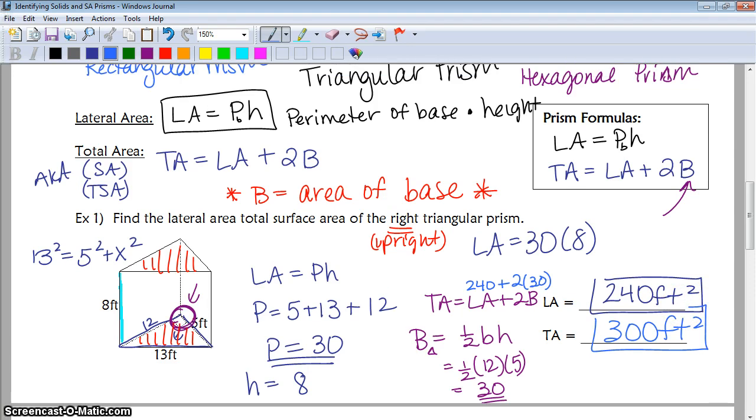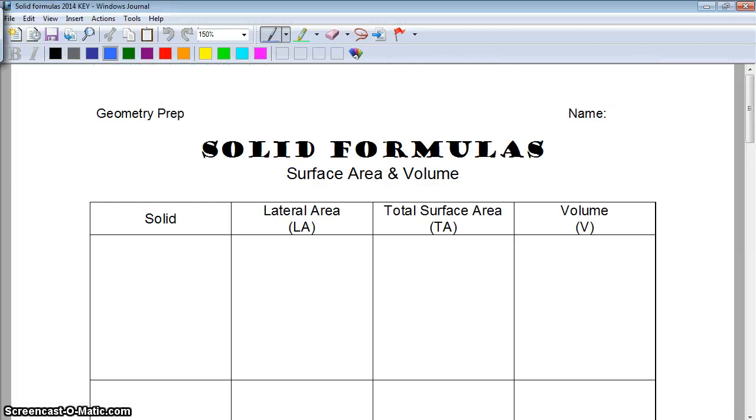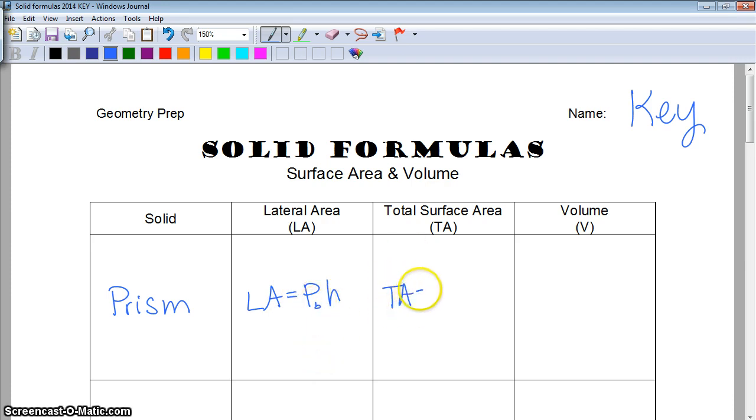So that is just about finished with the notes. There are practice problems on the back, but we're going to go ahead and fill in the very first column, the very first row of your solids chart. So if you want to make sure to get that out, the very first solid is going to be a prism. And our lateral area formula, LA equals PH, or you can do P sub B. You can leave off the B, that's up to you. And then the total area is LA plus 2B, because there's two bases. We will come back to volume next week. So that is it. Go ahead and try the problems on the back of your note sheet, and we will touch base in class on Monday.